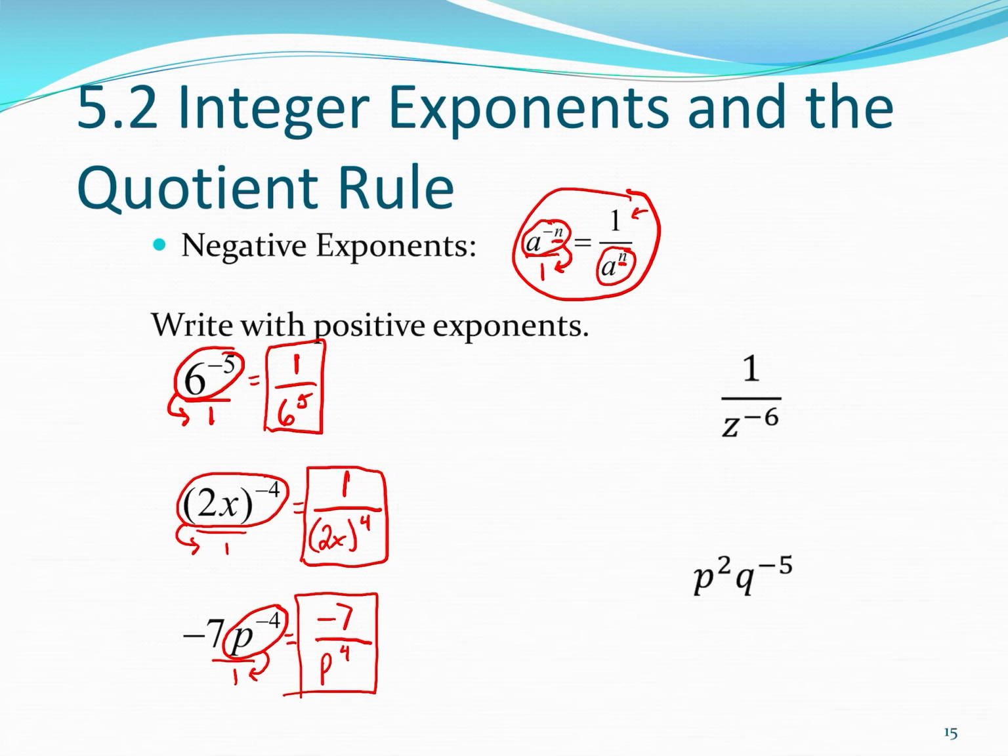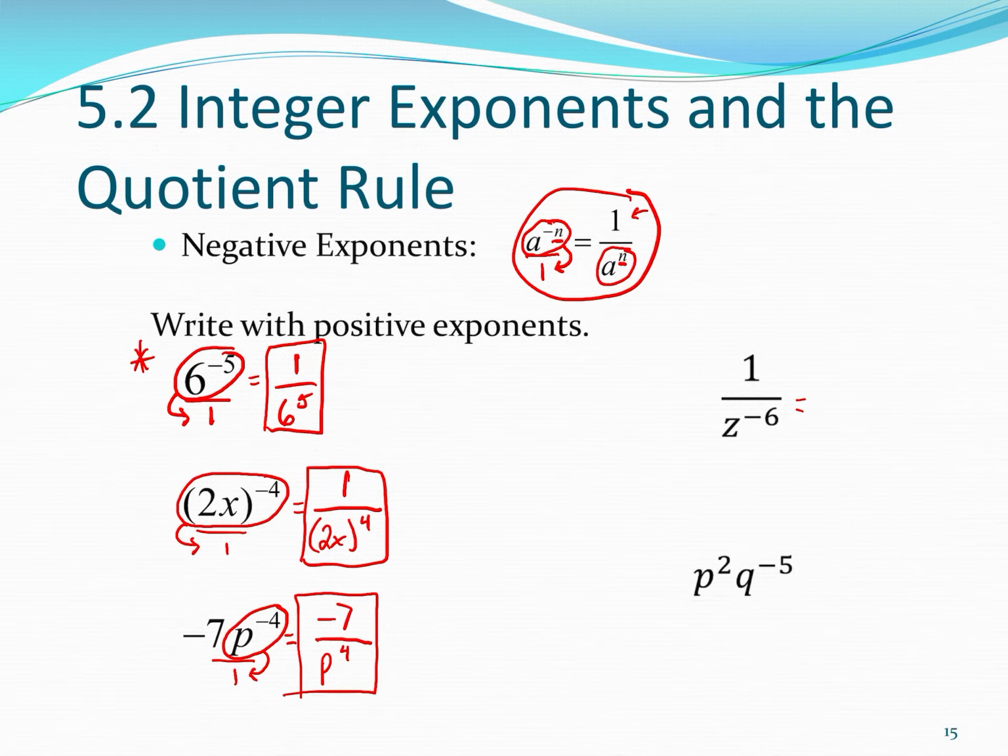So we're going to take it and send it to the bottom. But what happens to the negative 7? Well, it's still on top. It didn't move. It stays on the top. But now on the bottom we have p to the 4th power. And so there's that answer. If you have any questions about any of these, feel free to email me and let me know. I can do a Zoom session with you and we'll talk about it.